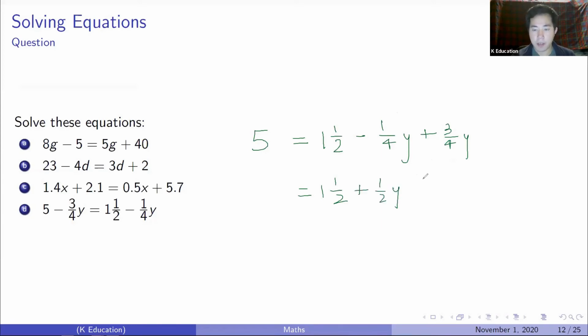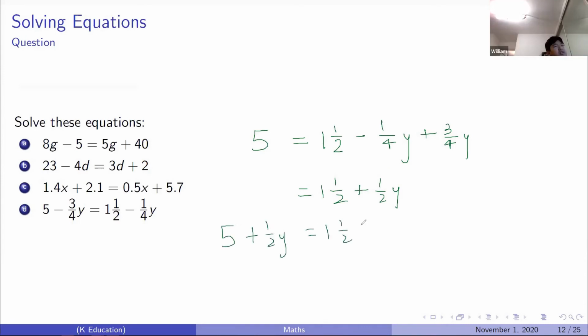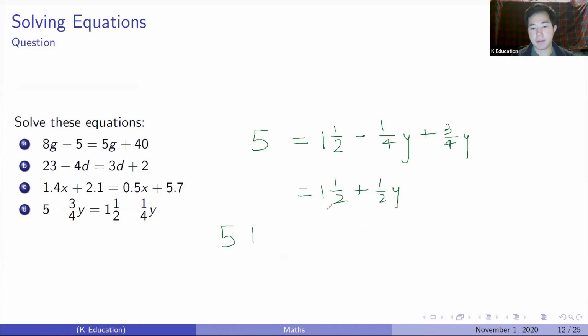Okay, and next, we know that 5 is. I think I would add half a y. Or is that too complicated? You can do anything you want. Okay, you add half to. You get this. Oh yeah, no, we minus 1.5. Okay, you minus 1.5. What do you get on the left-hand side if you do that?